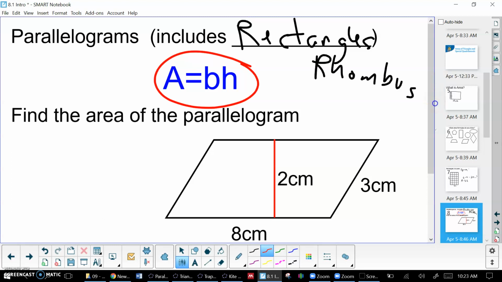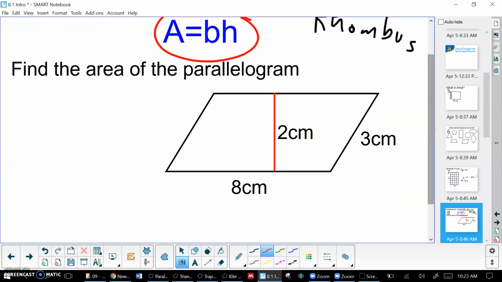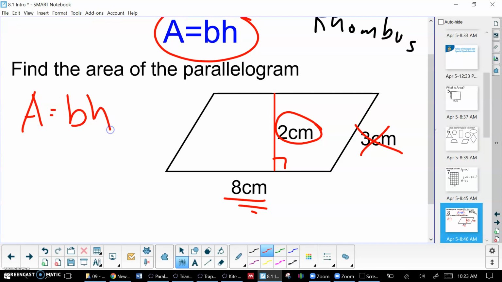Now the most important thing with parallelograms is what that height means. The height is always going to be measured perpendicular to the base. So if I'm using the 8 centimeters as my base, the 2 centimeters here, that's the height. The 3 centimeters, not useful for area. So when I'm going to find the area of this parallelogram, I always start by writing down my area formula, and then I'm just going to plug in the numbers that I know. I know the base is 8, I know the height is 2, so I know my area is 16. In this case, if it was centimeters, that makes it centimeters squared.